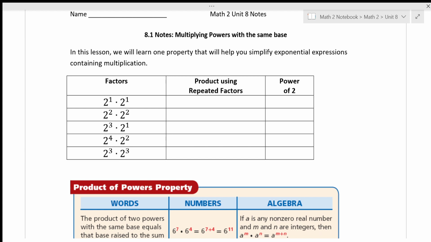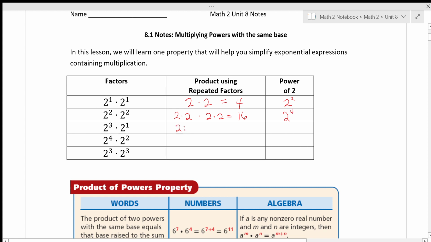So when we have 2 to the first times 2 to the first, we can expand that. 2 to the first is just 2, so 2 times 2 would be 4, right, which is 2 to the second power. 2 to the second times 2 to the second would be 2 2's times 2 2's, or 4 times 4, right? And this gives us 16. That is 2 to the fourth.